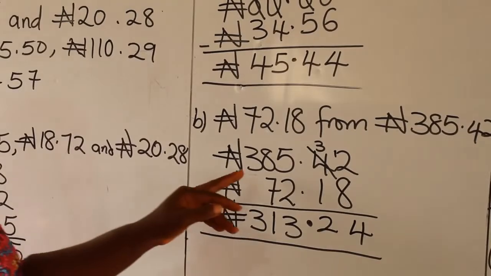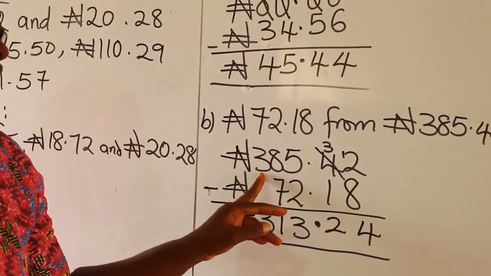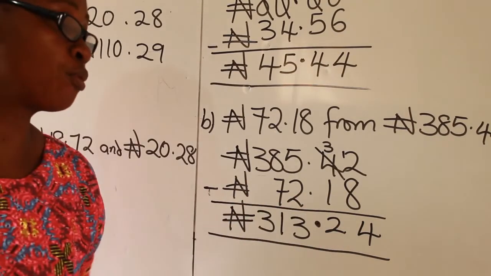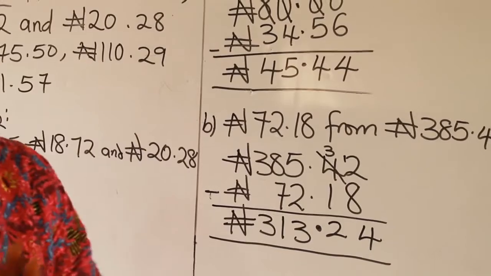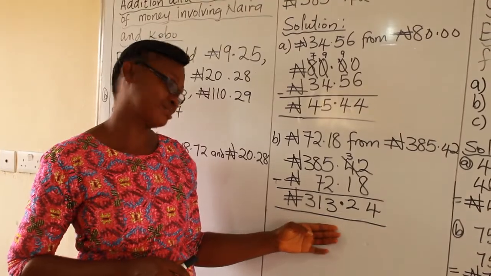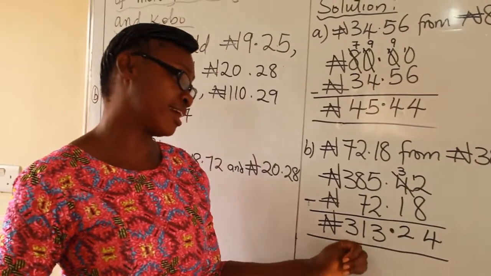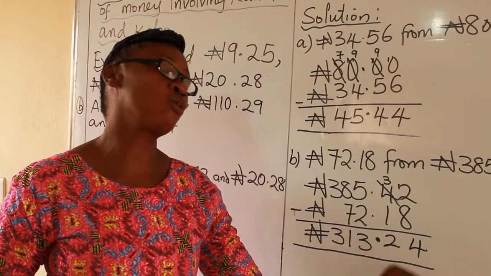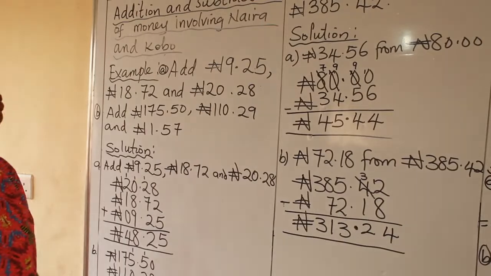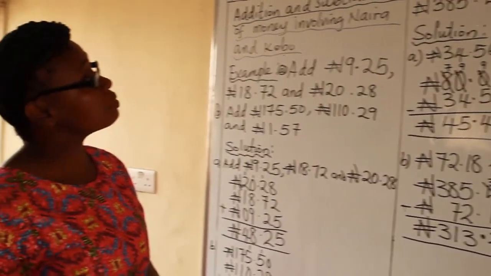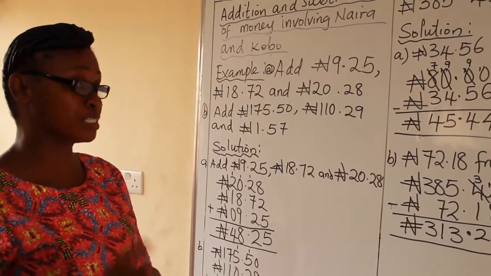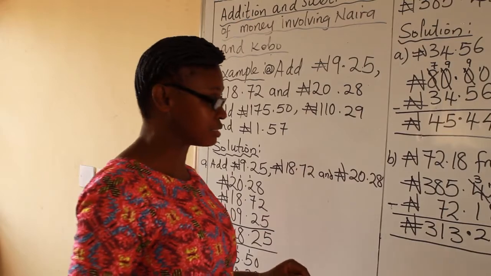Okay. You were having 385 naira 42 kobo. You have given out 72 naira 18 kobo to somebody that did not have anything to eat with during this COVID lockdown. How much will you be left with? You have 313 naira 24 kobo. That's very good. So, that is all about money as a medium of exchange, what you use in buying and paying for goods and services.